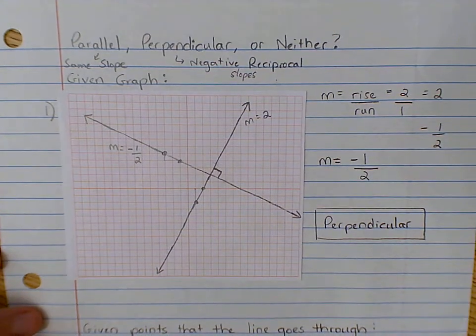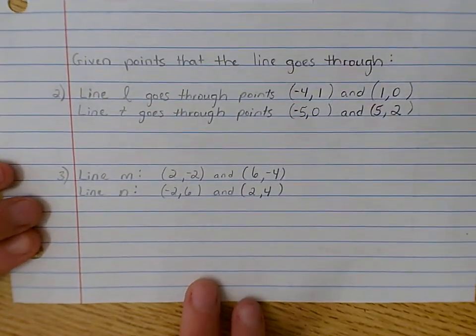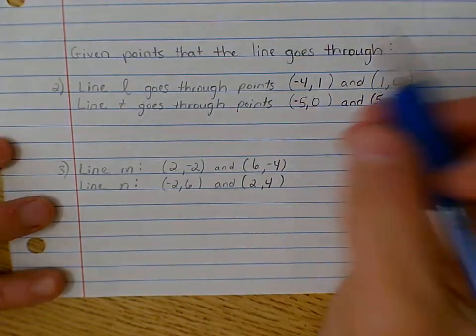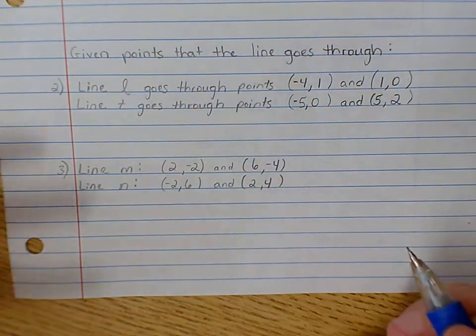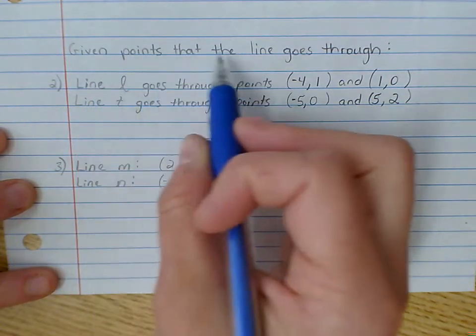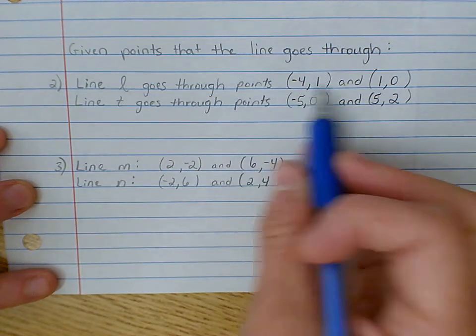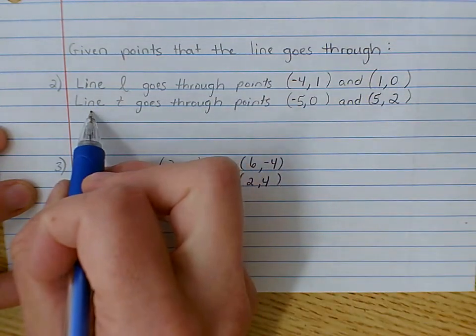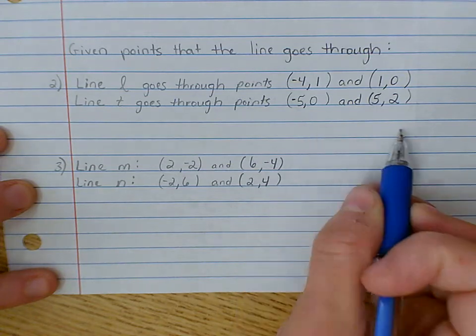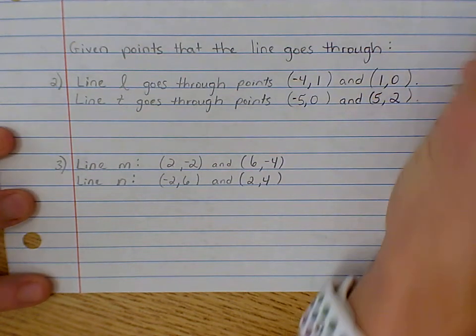Okay, so now we're going to talk about, well, what happens if instead of giving you the graph, what if they give you the points that the lines go through? So like in number 2, it says given points that the line goes through. So like it says line L goes through these 2 points, and you have a line T that goes through those 2 points. They're asking you, are they parallel, perpendicular, or neither?